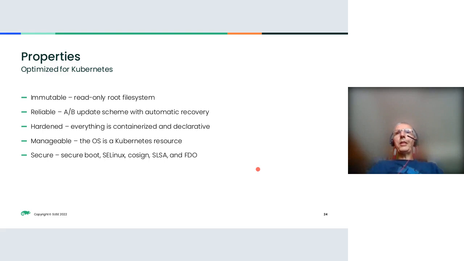So what other properties do we get from an elemental operating system? First of all, immutability, because we can make the root file system read-only. We have an A/B update scheme and automated recovery, which makes it very reliable. Since everything is containerized and declarative, we consider it hardened. It's very manageable because everything in the OS is a Kubernetes resource, easily accessible via, for example, the Rancher UI.